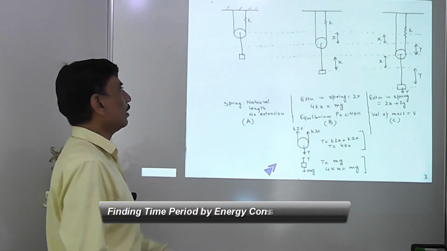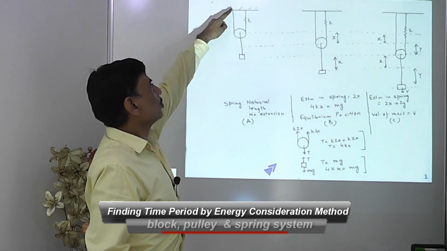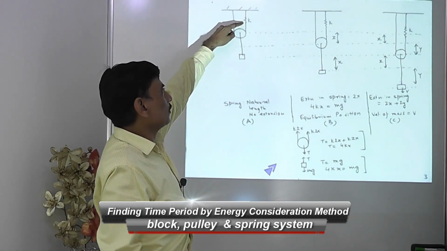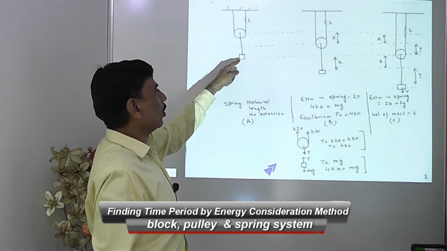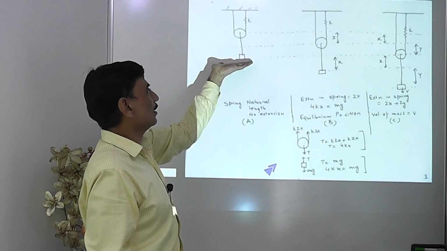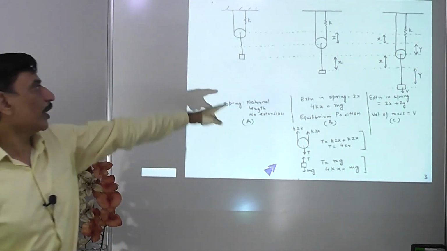In this question, once again, we have a mass, a massless pulley, and a string that goes over like this. This is a spring of spring constant k, and this block of mass M is now just being held like this. So this is not the equilibrium position.